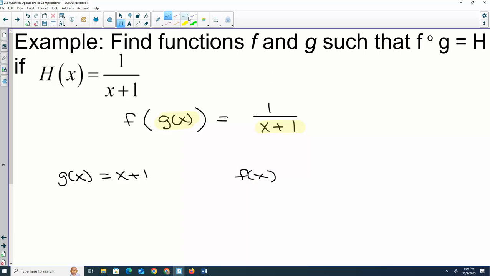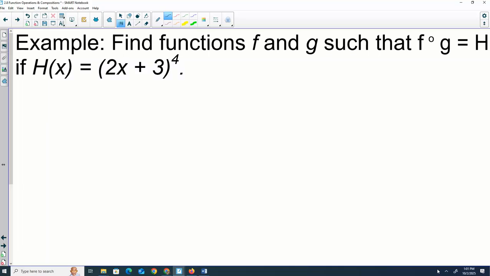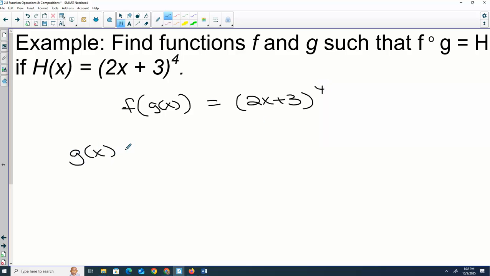So to get f, think about it, if I take out that x plus 1 and I put an x back in its spot, what do I have? I want you guys to do one. So what was your g of x? What's your f of x? Did we all get that?